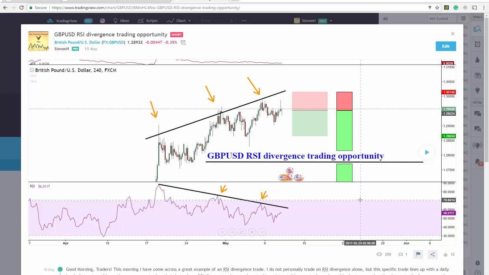an RSI divergence trade that was happening on the 4-hour chart. I did a video explaining the analysis that went into this trade and explaining exactly how RSI divergence works. So if you're interested in that video, I'll leave a link in the description.